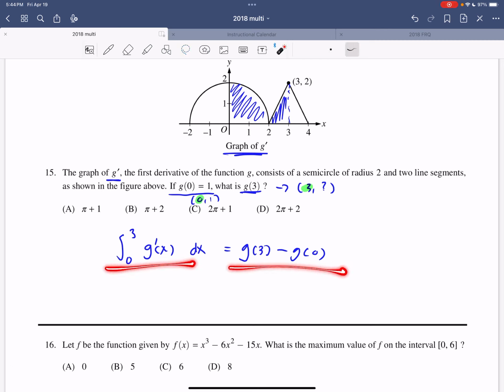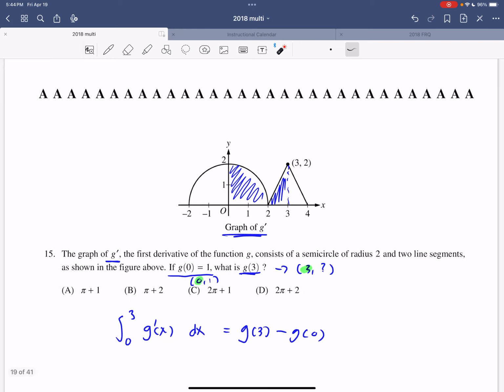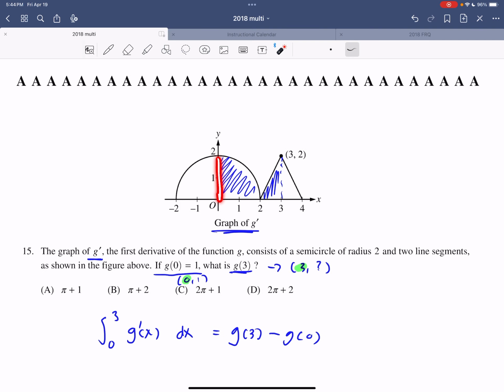This is equal to this. So let's see if we can find this. Antiderivative means area under the curve, which means the area of this one, right? So the only thing that we have to find is the area of this. That will give you this number. Let's do this. What's the area of this quarter circle?